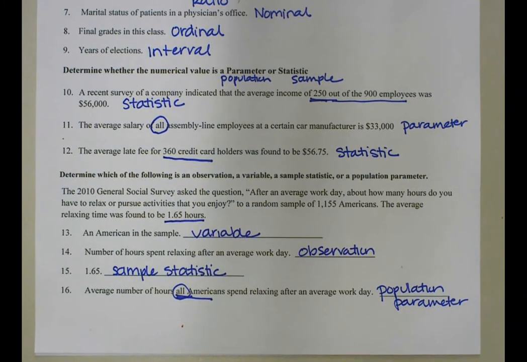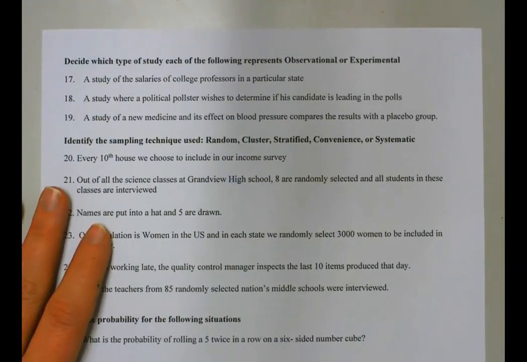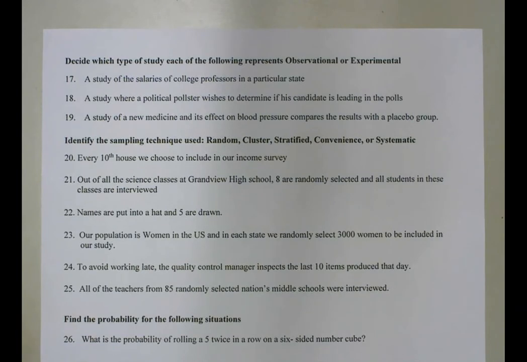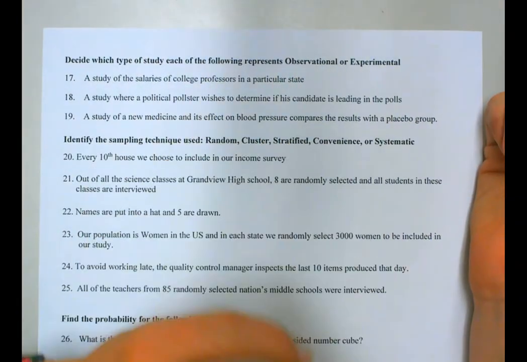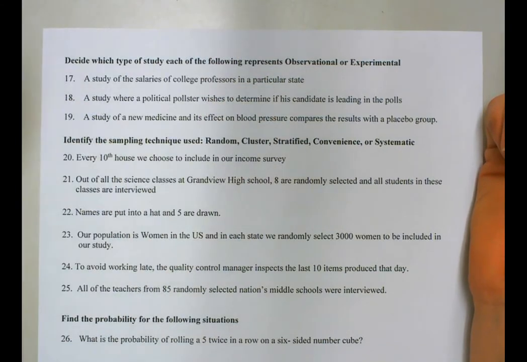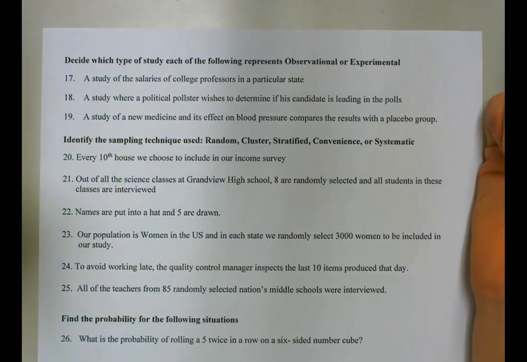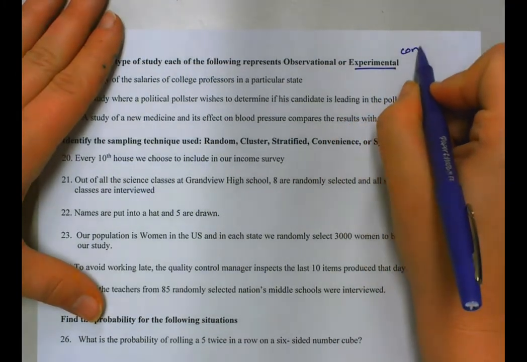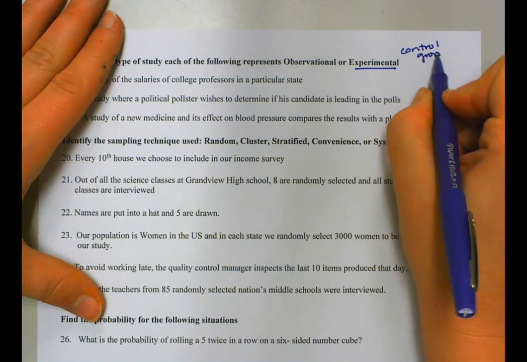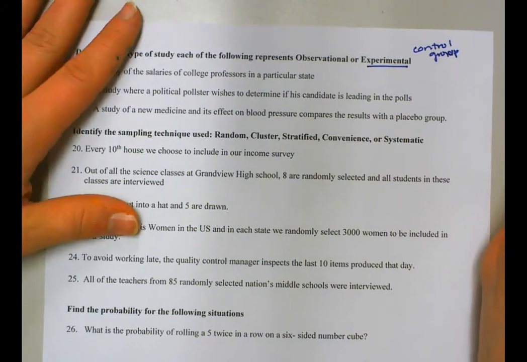Okay, so then moving on to page 2. A couple more things on vocab. If we're looking at which types of studies are observational or experimental. Observational means that you're not doing anything, you're just observing. There's no involvement of you. You're basically asking a question and collecting data. Experiment, there's usually like a control group. You're trying something out with these people.